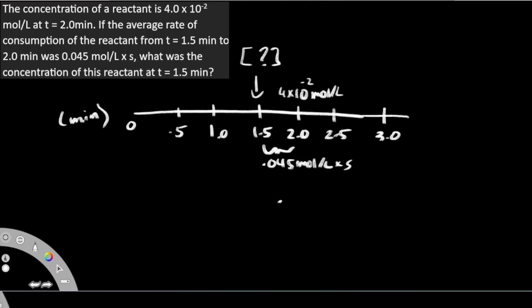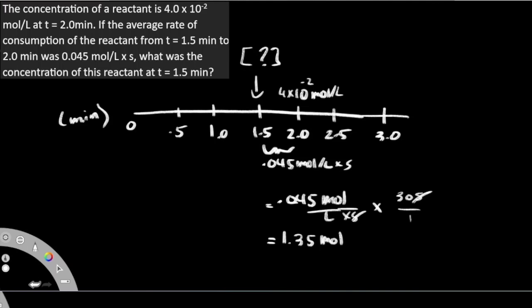So we have this 0.045 moles per liter per second. We are trying to figure it out in the 30 seconds, because this is 0.5 minutes, which is the same as 30 seconds. So I need to change this into 30 seconds. Then obviously it's technically over 1, so this seconds cancels out. So what do you end up getting? You end up getting 1.35.